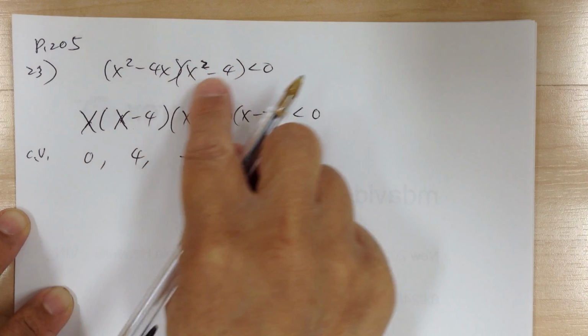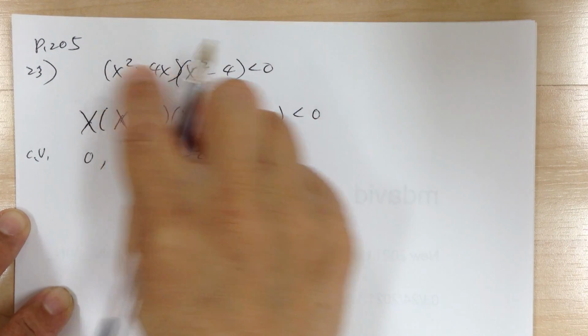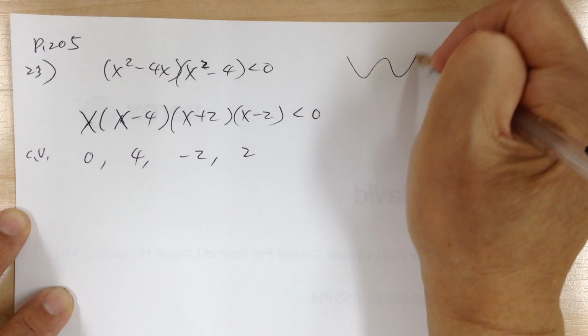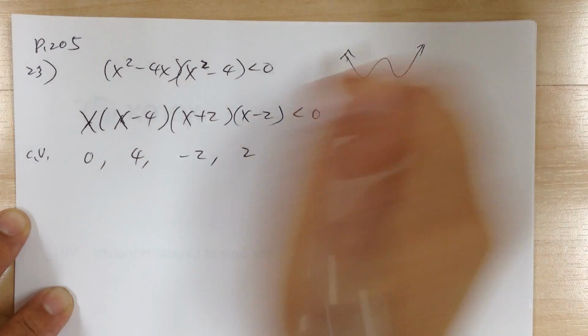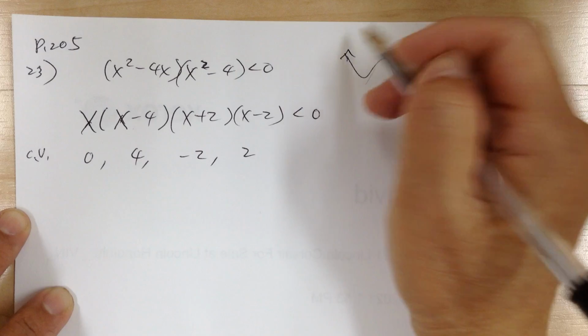Now this is the 4th power. If you multiply out, this will give you x to the 4th power. So the graph's going to look something like this. Again, 4th power, you're going to get 4 directions. 1, 2, 3, 4.